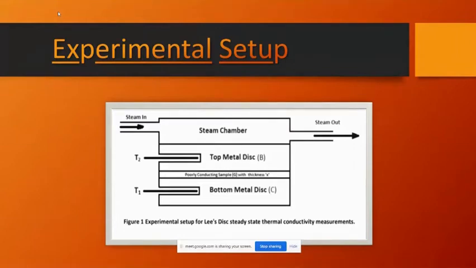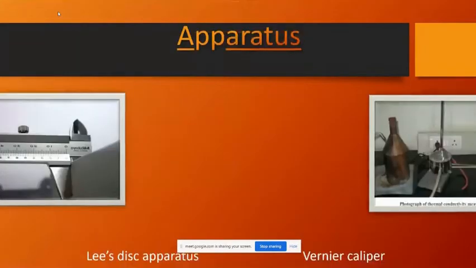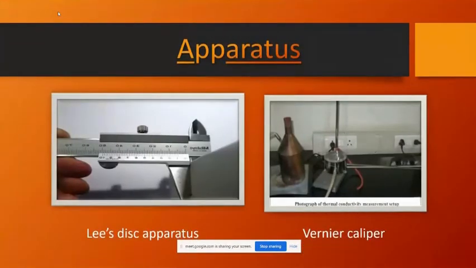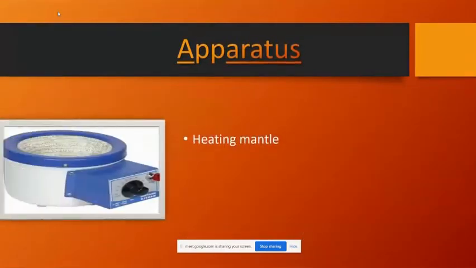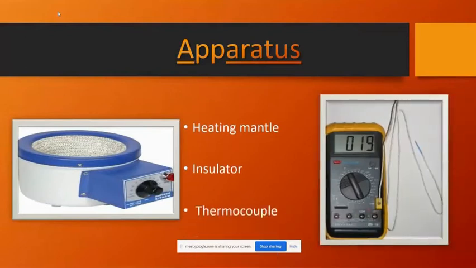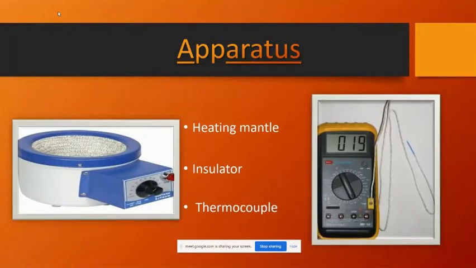Now, the further experiment will be explained to you by Aditya. Hello everyone, I will explain the apparatus and procedure of this experiment. In this experiment, we use the Lee's disc apparatus and a vernier caliper. The other apparatus are a heating mantle, an insulator, and a thermocouple.